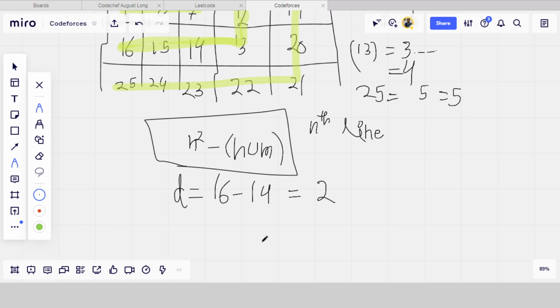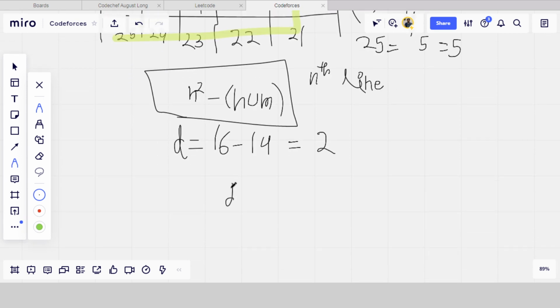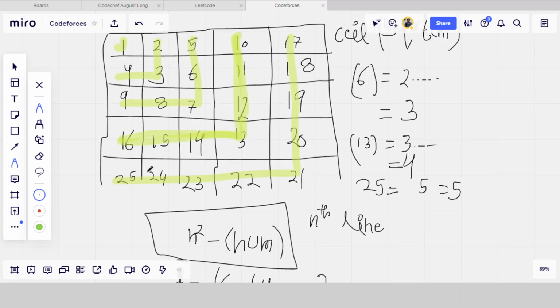Okay, now if the difference is less than n, you can see the numbers like this. For example, 24 minus 25 is 1, which means less than 5. 23 minus 25 is 2, less than 5. 22 minus 25 is 3, less than 5. It lies on the fifth L. 21 minus 25 is 4, less than 5.